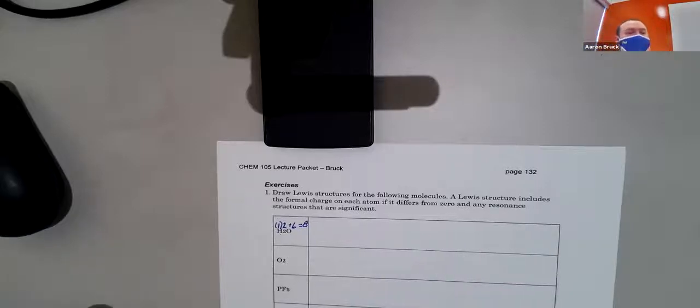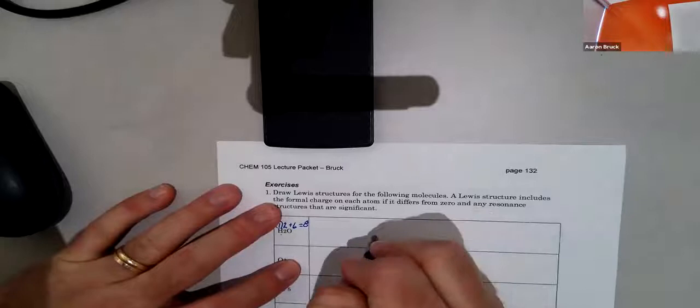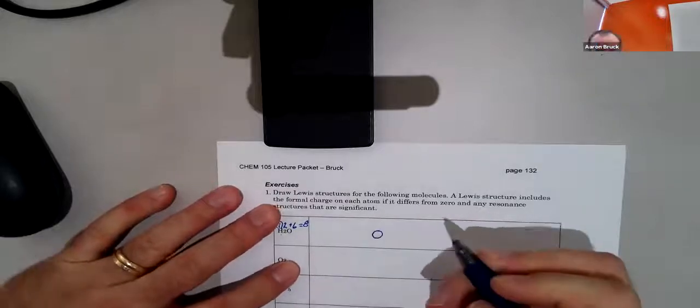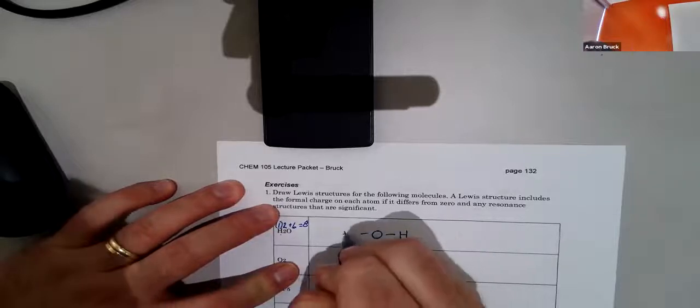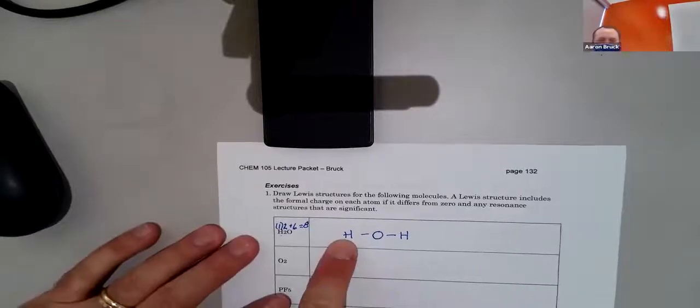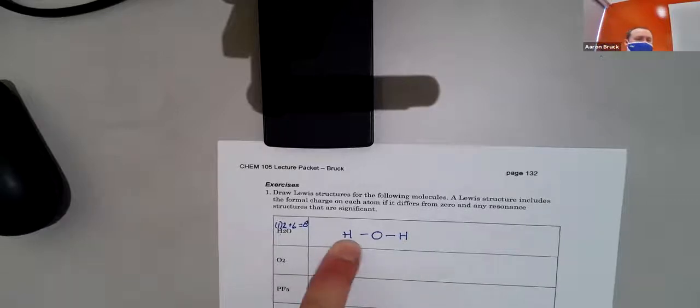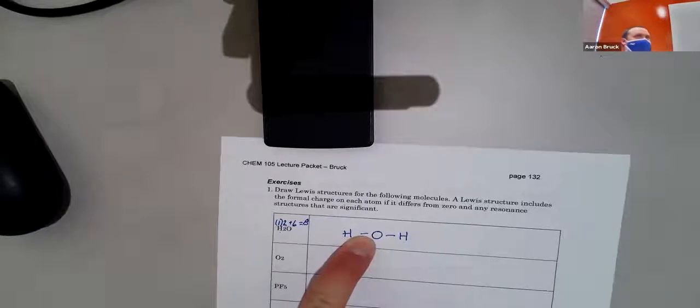Now, hydrogen can never be the center atom, so it's going to be the oxygen. So I put oxygen in the middle for my simple structure. I draw single bonds to each hydrogen. To complete the structure, I need to fill out the octets. Hydrogen has 2 electrons, and that's all that it needs.